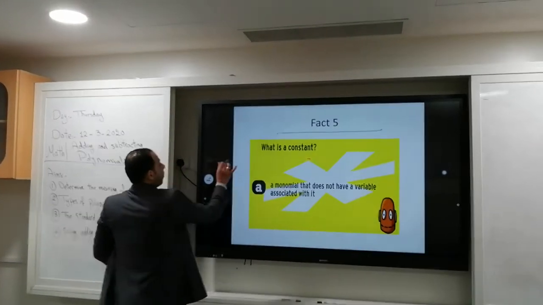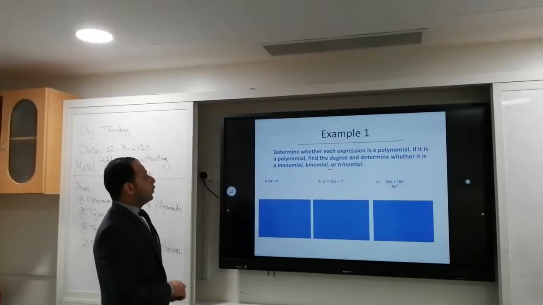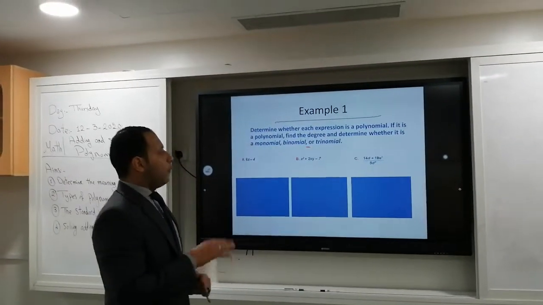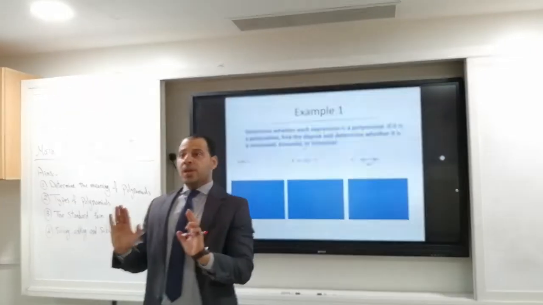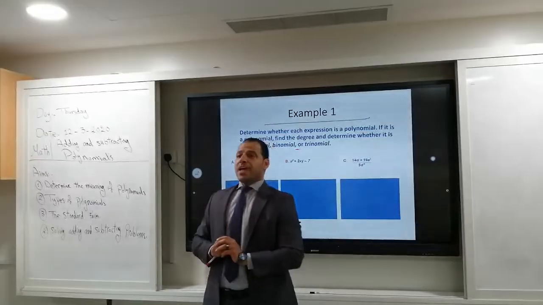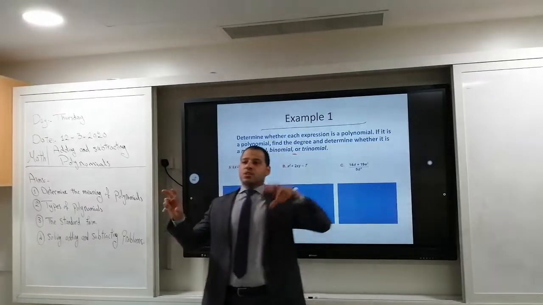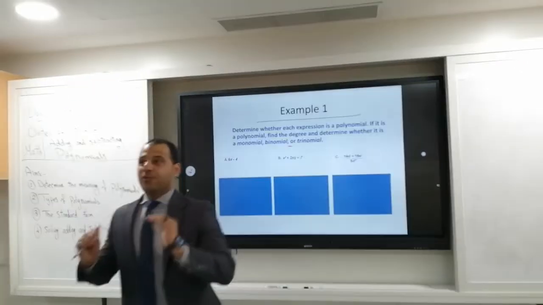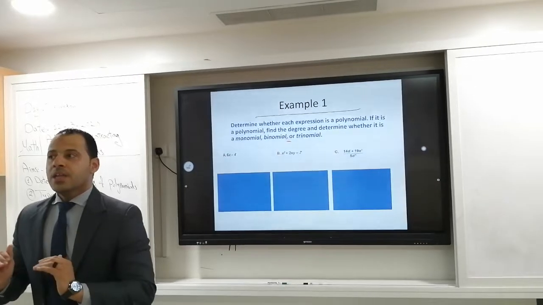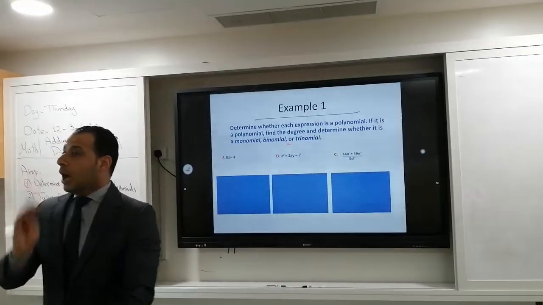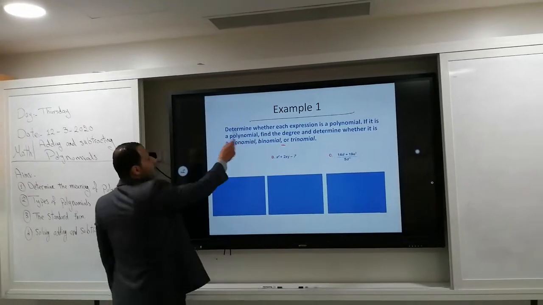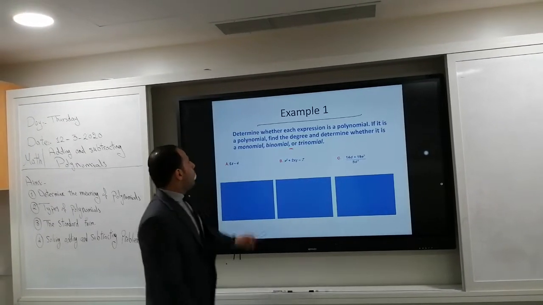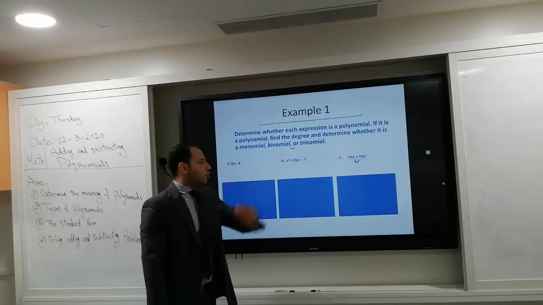Okay. We go to the example. Example number 1, determine whether an expression is a polynomial. We know that it's a polynomial if we have an expression with a plus or minus between monomials. This is the first idea. The second one, if we have a variable down, it's not a polynomial. Okay, start with me. If it's a polynomial, find the degree, and determine whether it's monomial, binomial, or trinomial.